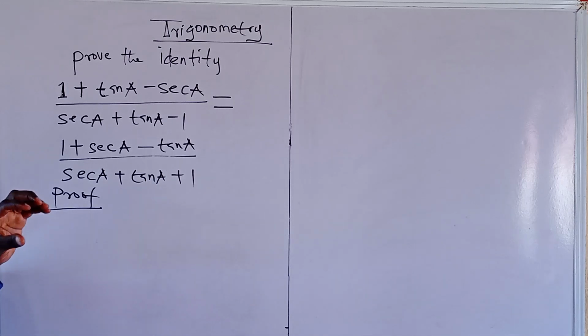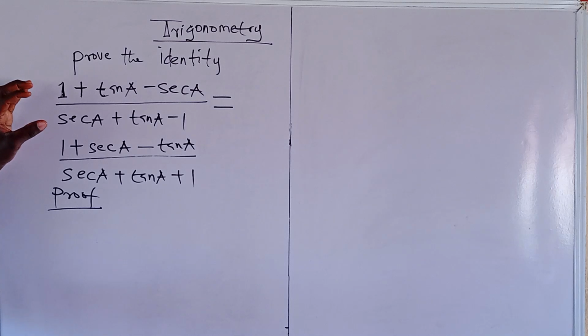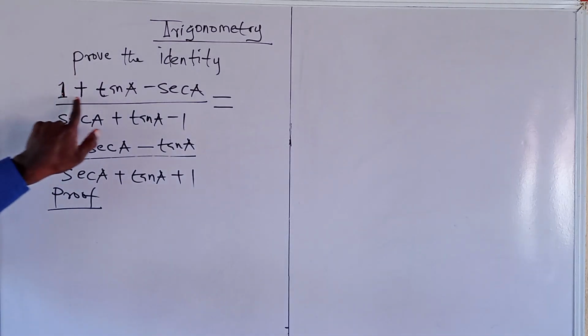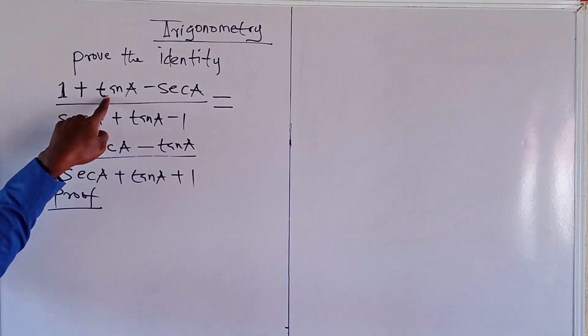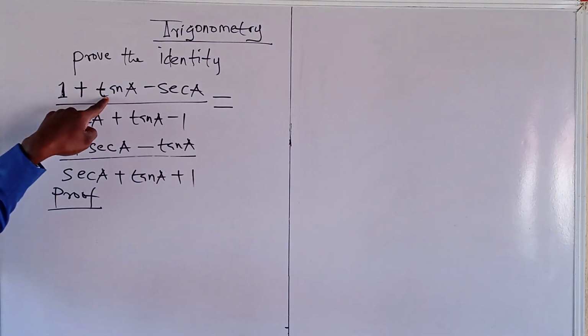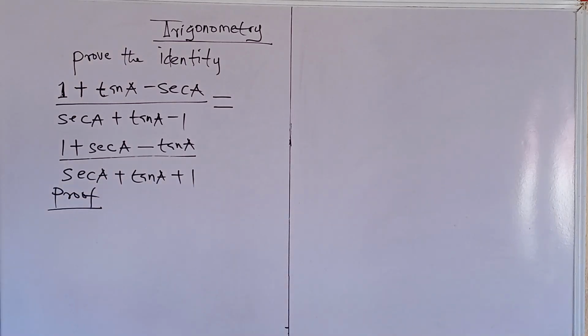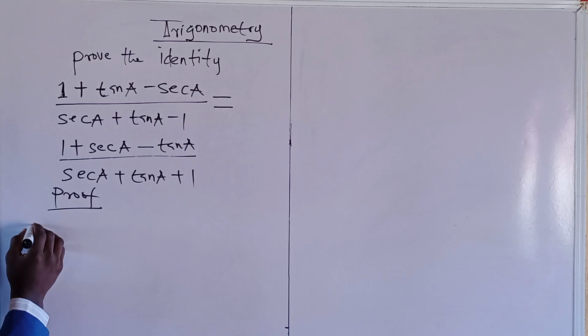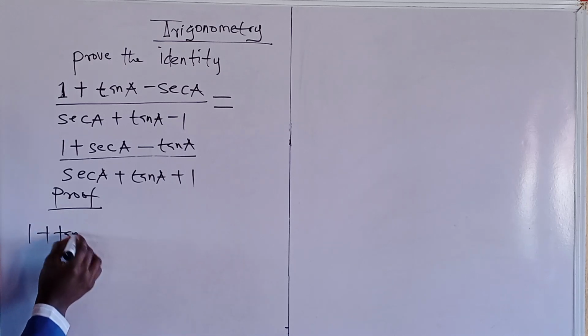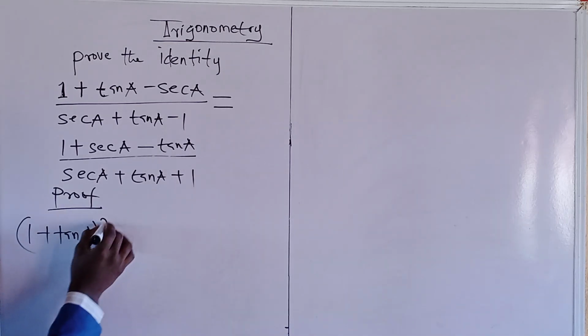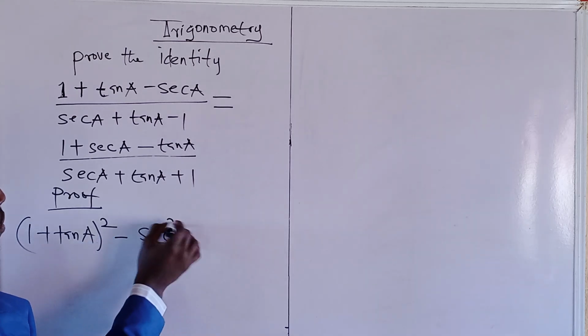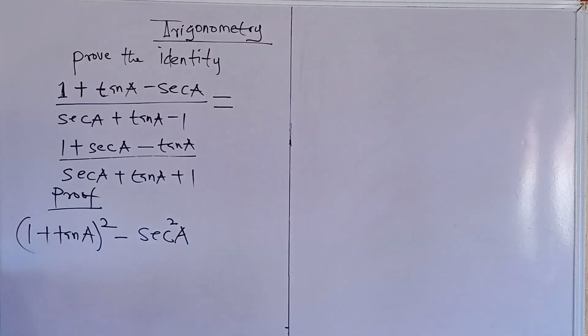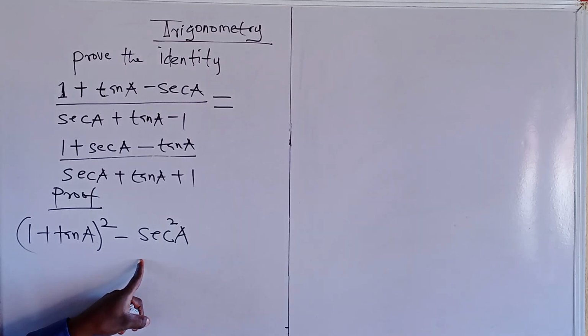Now, if you observe the expression on the left-hand side critically, you will discover that we can actually replace this numerator by a difference of two squares expression. Let us go about it now. Consider the expression 1 plus tangent of A squared minus secant of A squared. Look at this expression. You agree with me that this is a difference of two squares.